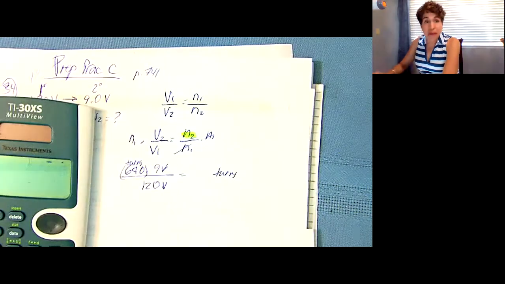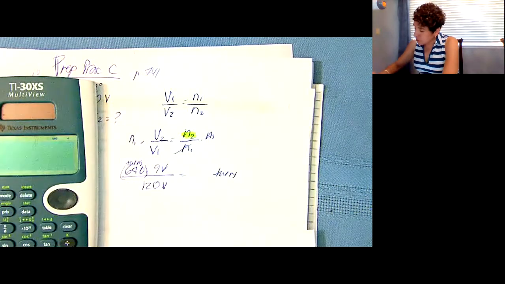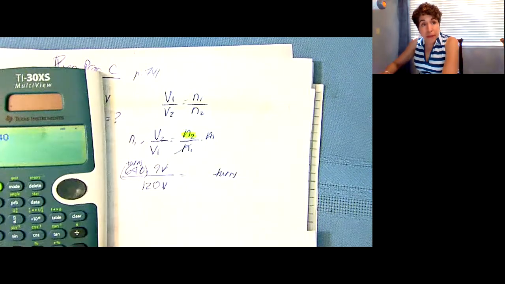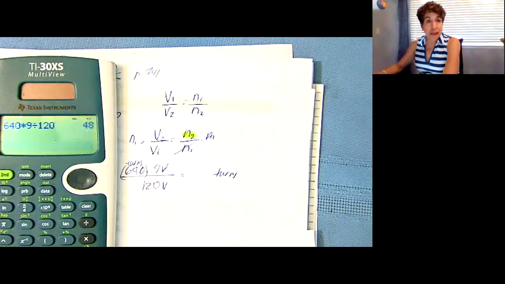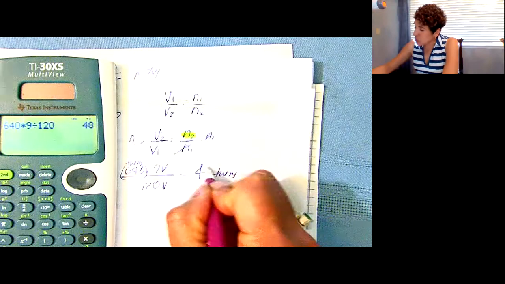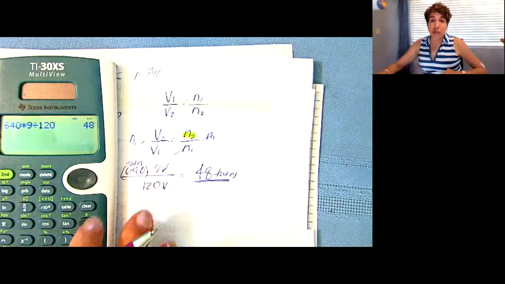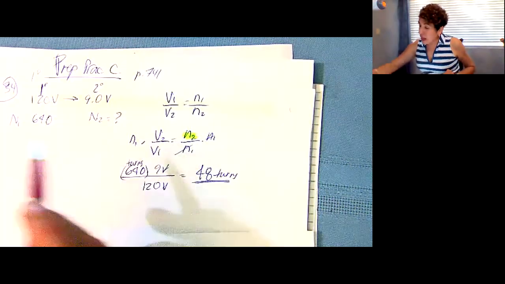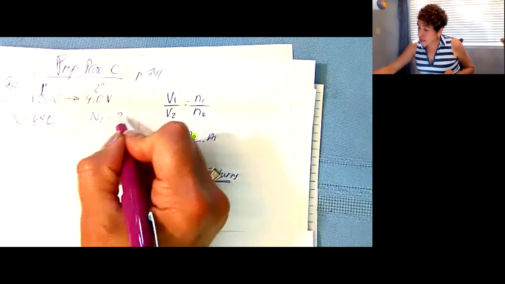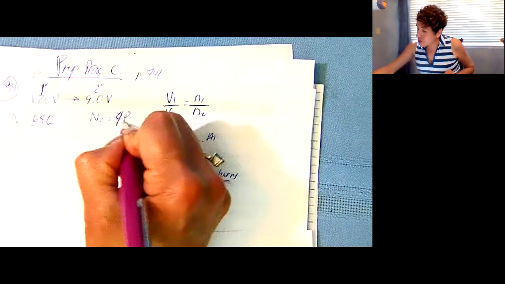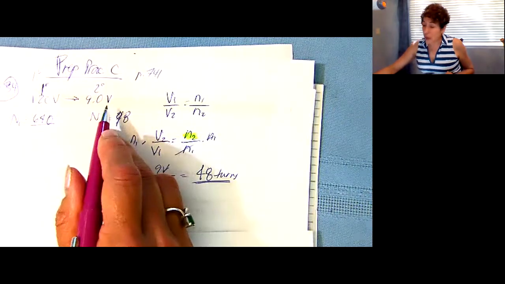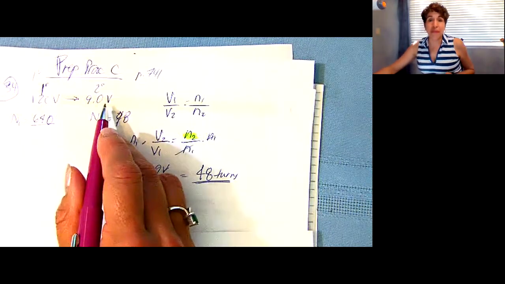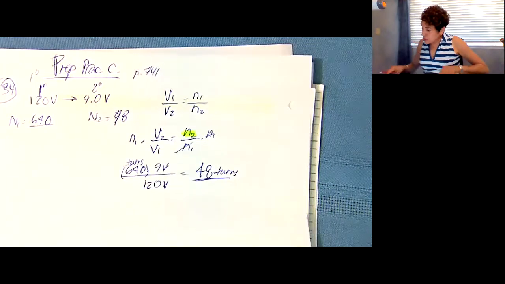Okay, so let's see, what do we have here? I got 640 times 9 divided by 120, and I get 48 turns. This should make sense because I start with 640 and end up with 48 turns. So I have fewer turns, so I'm going to get a smaller amount of voltage, which is why it makes sense. We got 9 volts. All right, so that takes care of number 34.